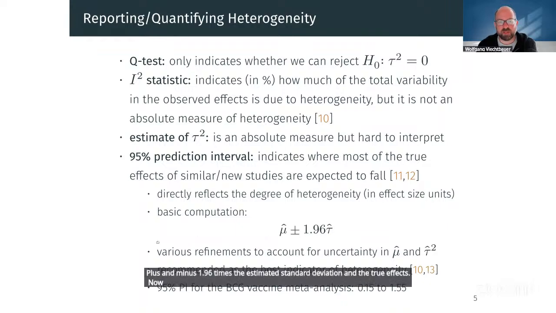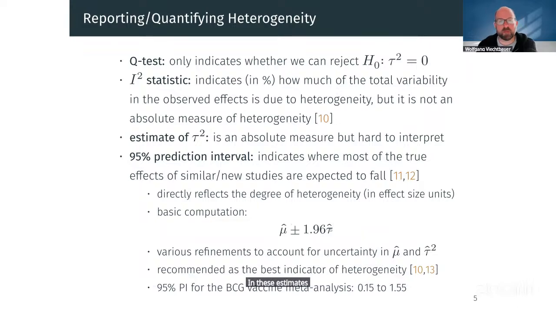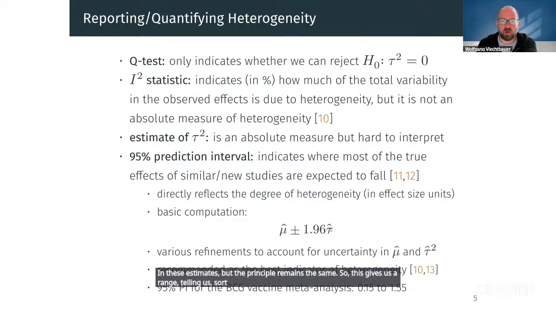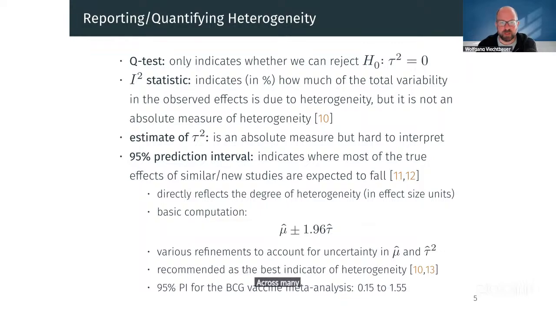Now, there are various refinements on this equation to account for uncertainty in these estimates, but the principle remains the same. So this gives us a range telling us how small or how large the effect might be across many studies. And this has been recommended as the best indicator of heterogeneity by various authors.